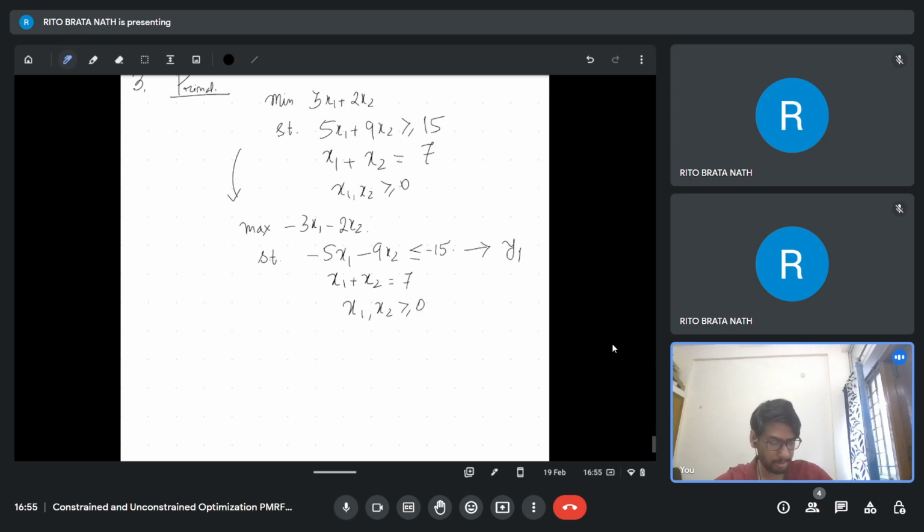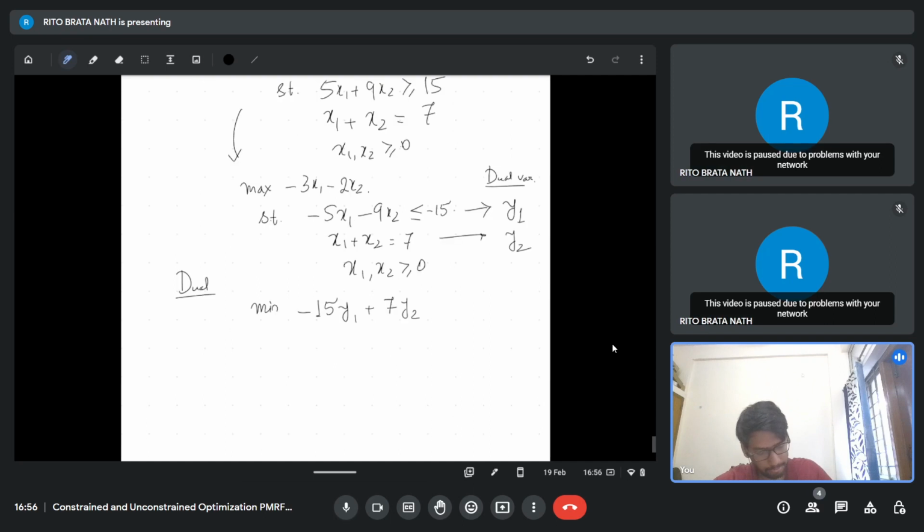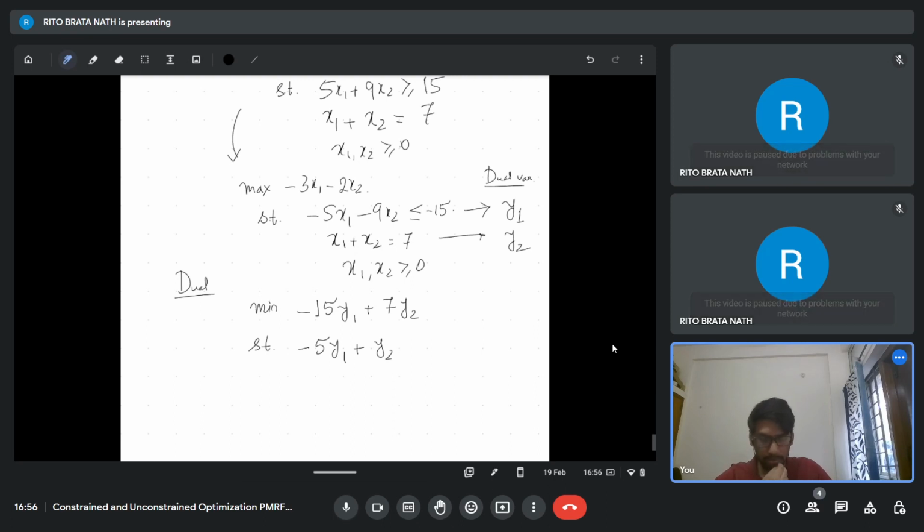Suppose this y1 is the corresponding dual variable. For this one, the corresponding dual variable is y2. Now let's write the dual. That will be a minimization problem, and here you have to pick the right hand side. So that's minus 15y1 plus 7y2. And now this is subject to minus 5y1 plus y2, which will be greater than or equal to minus 3.